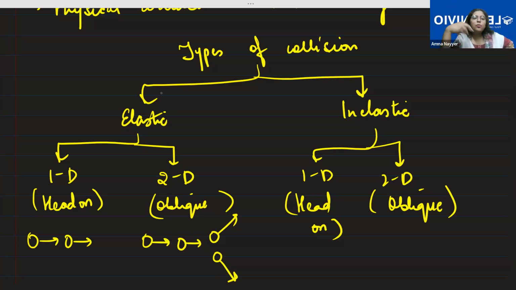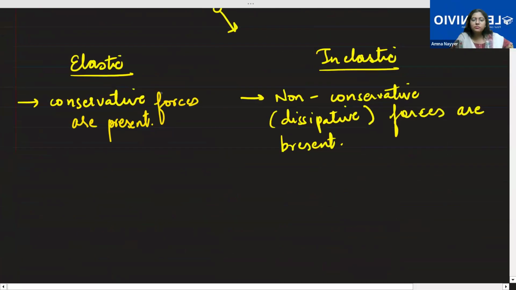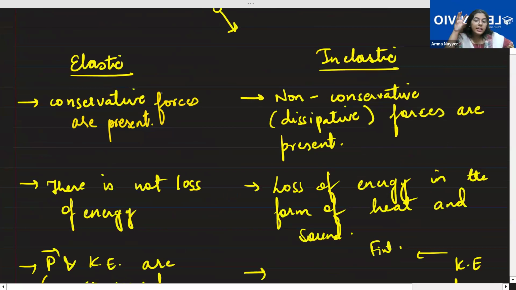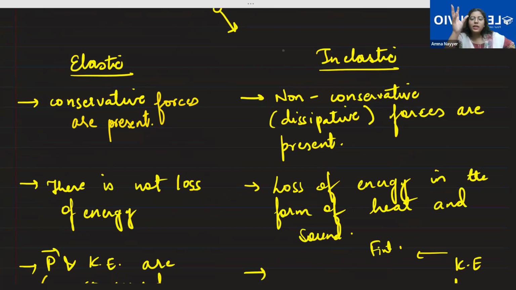Now coming to the difference between elastic and inelastic collision. In the inelastic one, there is loss. Whereas in elastic, everything is conserved. It's a little confusing, elastic and inelastic. The basic difference is that. Now, what all things are conserved and what all things are not conserved?